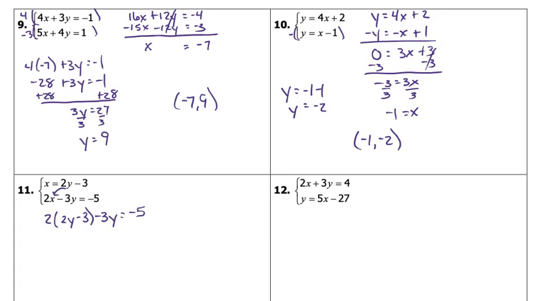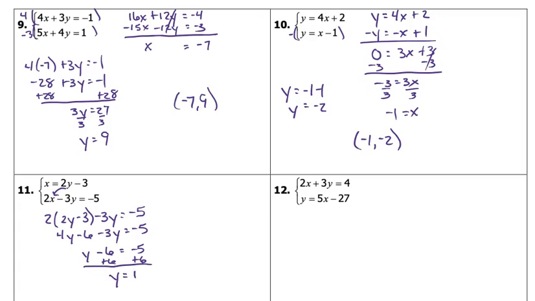All the x's have been eliminated at this point. Now we're just solving a multi-step equation. We're going to start with distribution. So 4y minus 6 minus 3y equals negative 5. Combine like terms. Y minus 6 equals negative 5. Add the 6 to both sides. And y will equal 1.